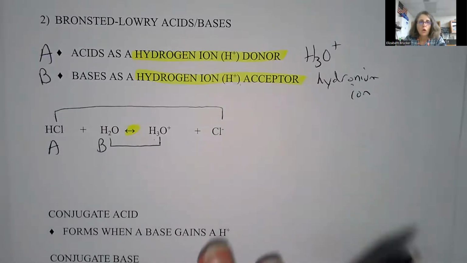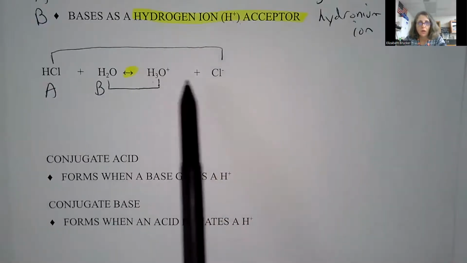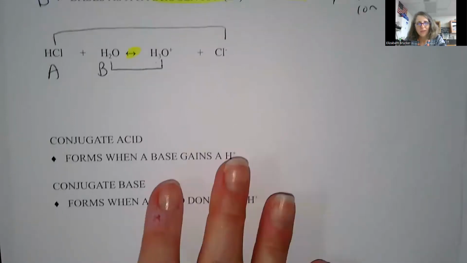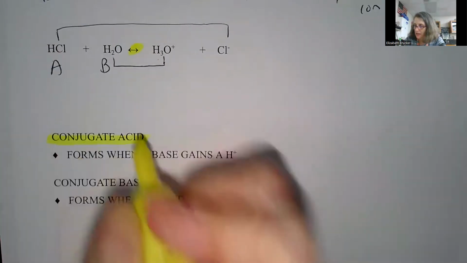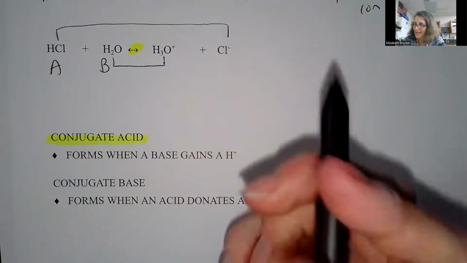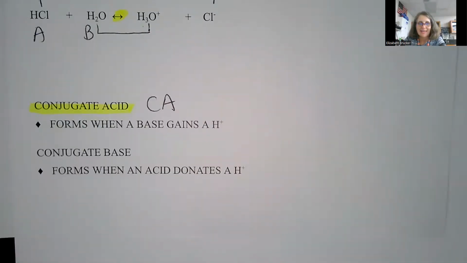All right, the other side of the equation is called the conjugates. These are a little more involved, so I'm going to give you a definition and then I'll show you with this example. We have something called a conjugate acid. A conjugate acid forms when a base gains an H+. Conjugate acid is going to be abbreviated CA.